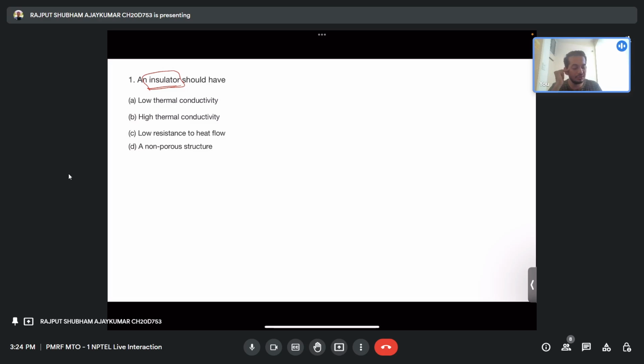Because here what I have shown is in terms of conductivity, whereas in the examinations they will ask in very different terms. So before going to the options, you must know what is an insulator first of all. Can anyone say what is an insulator?